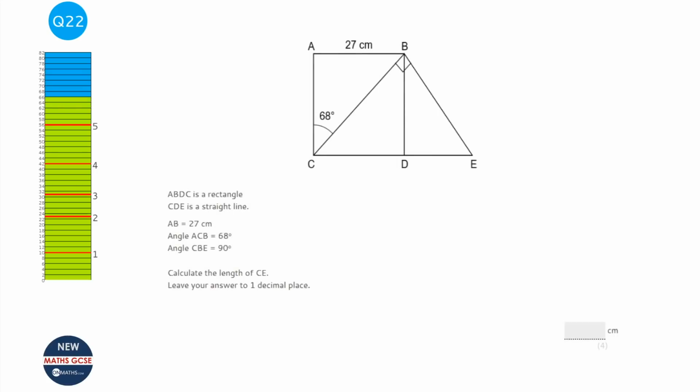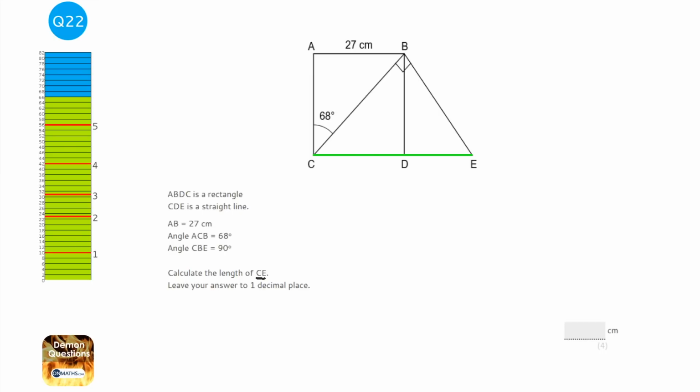Okay, so there's quite a few different ways you can do this question. I'm going to find out length CB, and then from that, find out length CE. So this question asks us for length CE. Now CE is the length that's shown at the bottom here. This is CE here. Okay, so that's the one we're trying to find. Now I'm going to first of all find out what CB is.